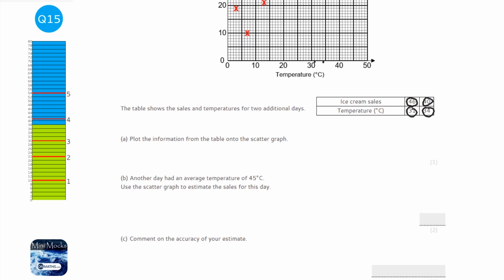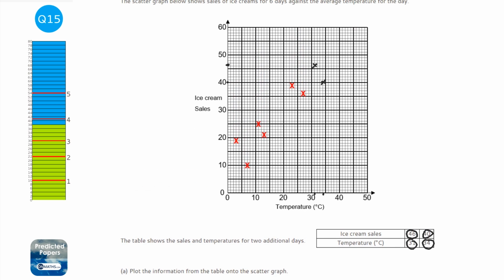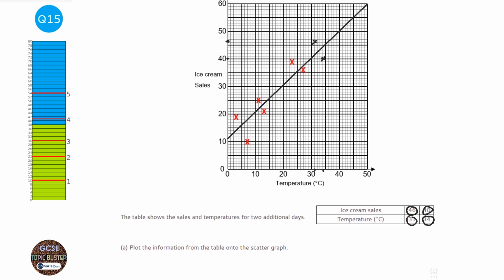Next question says, on another day had an average temperature of 45 degrees. Use the scatter graph to estimate the sales of the day. Now, you need to get used to just drawing a line of best fit to any scatter graph that you come across. You will have to do it, okay? So just do it. Even if it doesn't ask you to, just draw a line of best fit. Now, a line of best fit is just a line that follows all the data like that. You should have roughly the same amount of data top and bottom, but it doesn't matter if it's not perfect, okay? So let's have a look.